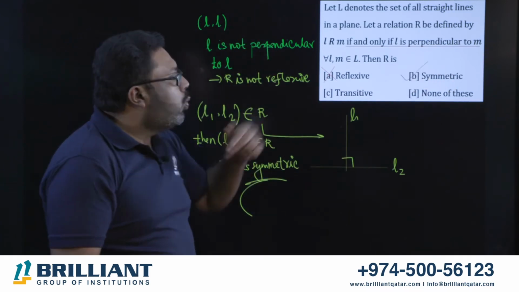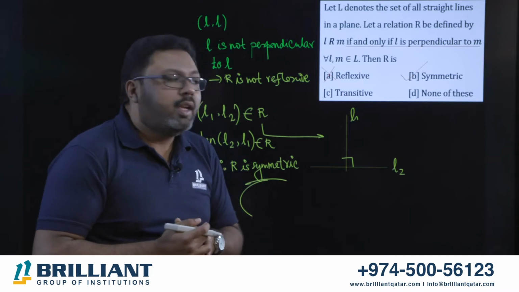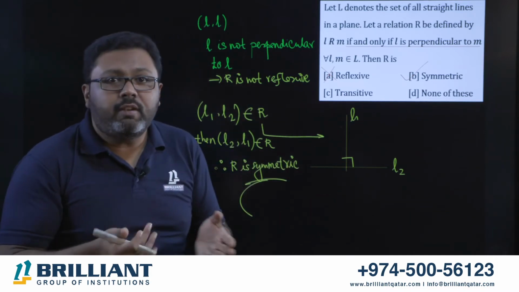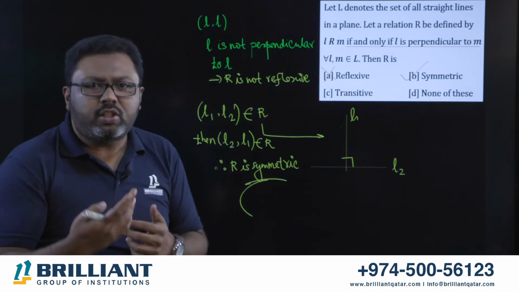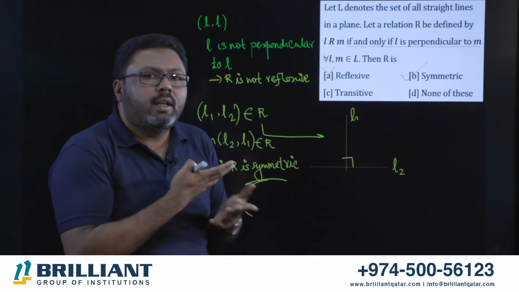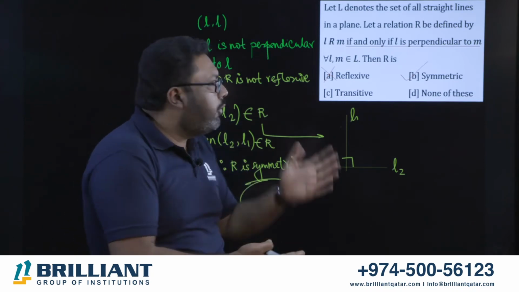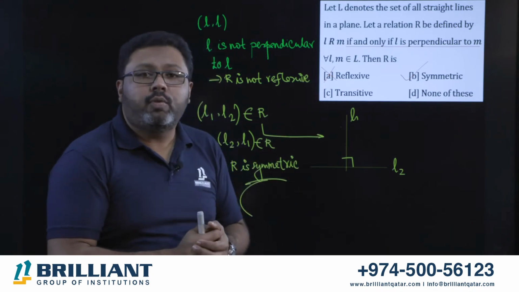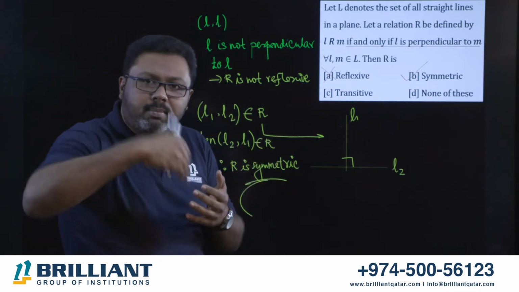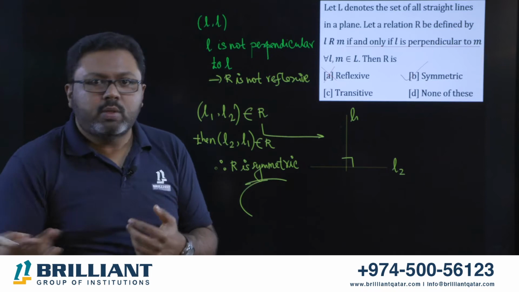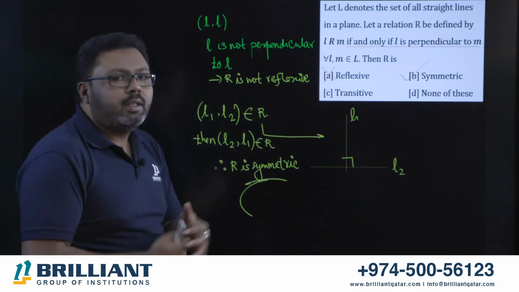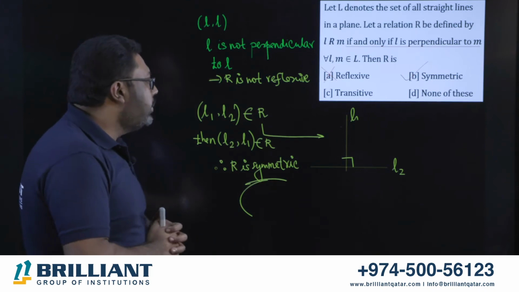Why did I not go for checking transitive? Because option D is none of these. If they had mentioned any other conditions, I would have checked it, but it's purely clear that this relation is symmetric. So I have to go for option B, and there is no other option which tells me that it is symmetric as well as something else. So I don't have to check it. So that question is done. Let's go for the next question, my dear students.